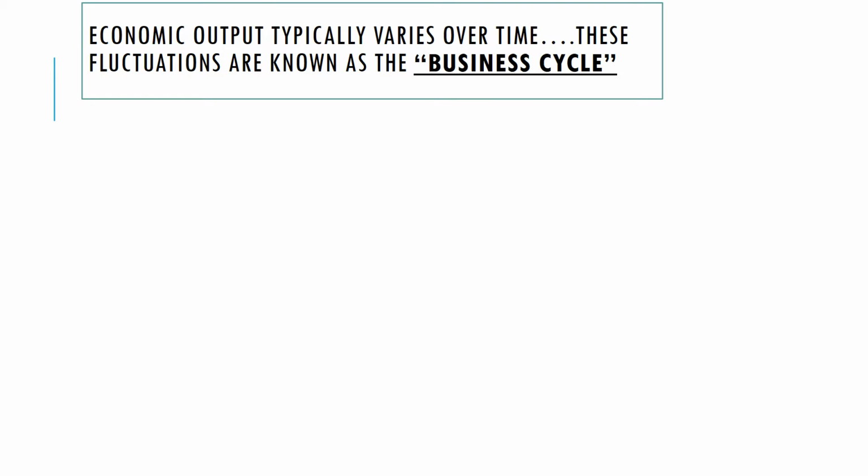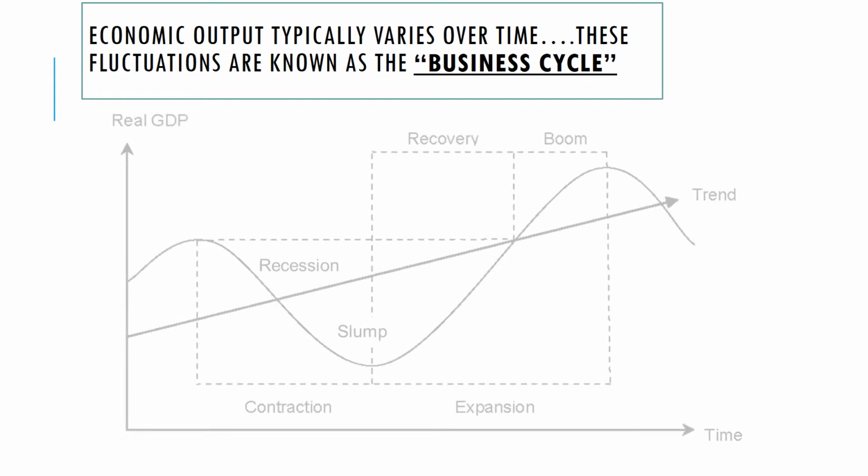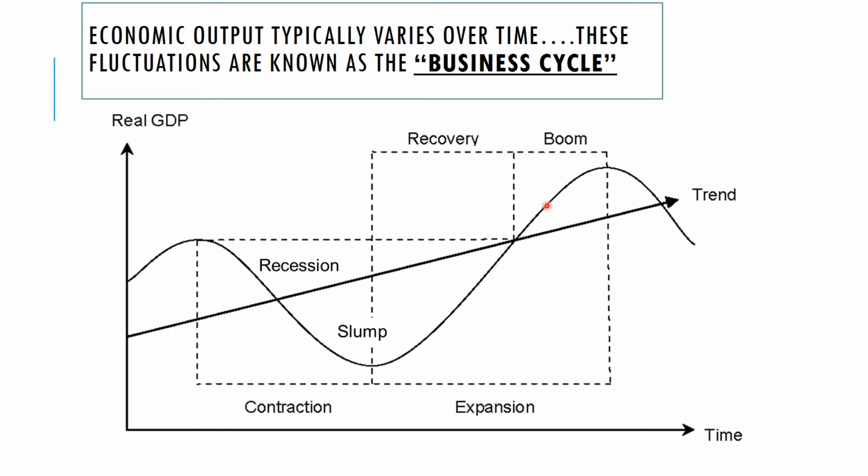Now, as we saw there, economic output, the amount produced in the economy, typically varies over time, and we call these fluctuations the business cycle, or sometimes the economic or trade cycle. When less GDP is being produced and it's falling, we call that recession. When there is a low level of output in the economy, a slump or depression. When things start to improve and output, the amount produced in the economy, rises, we call that recovery. And near the top, when things are above trend, we call that a boom.